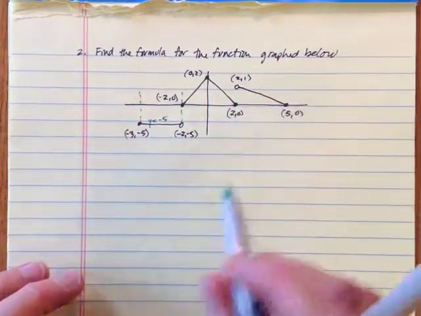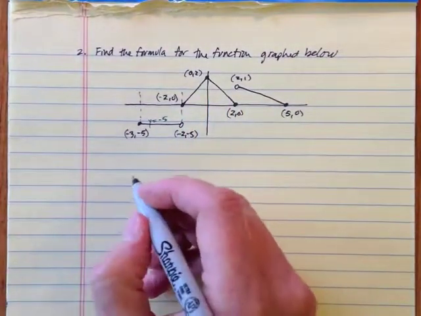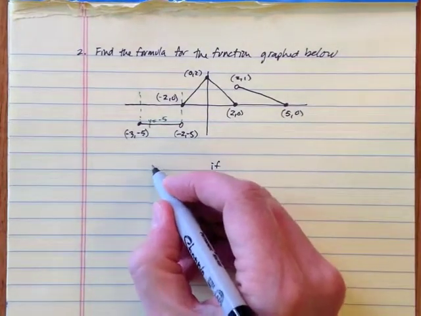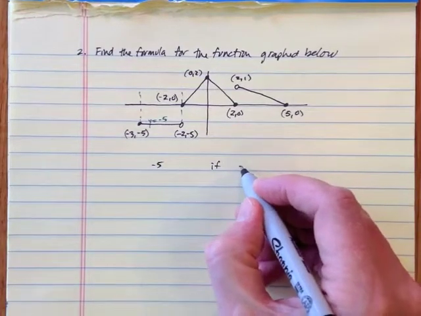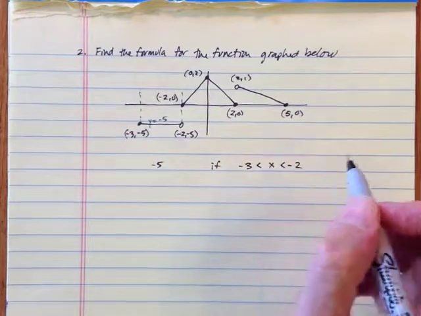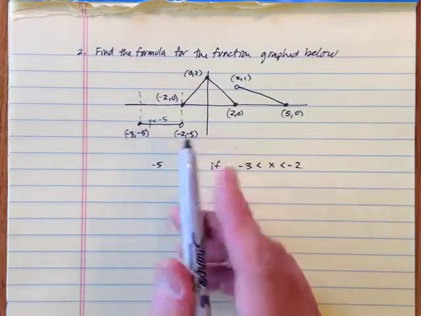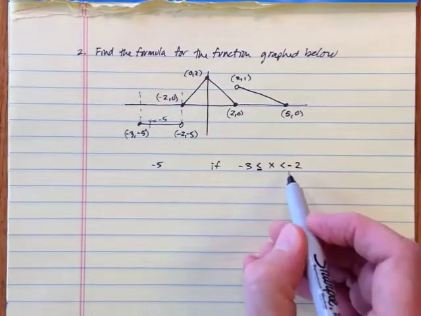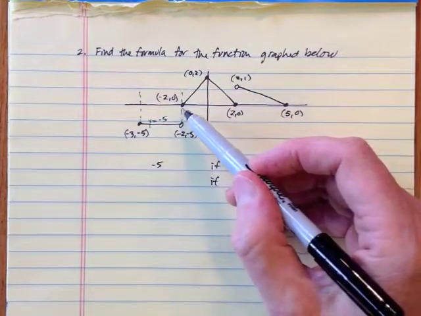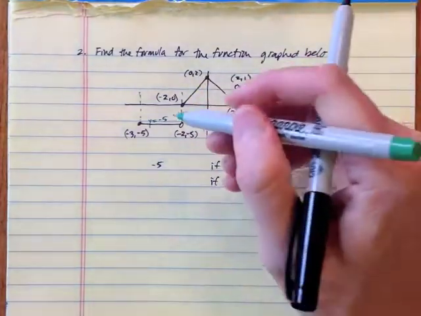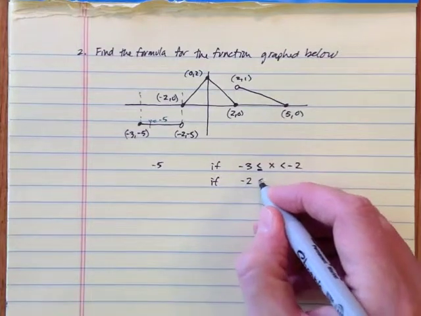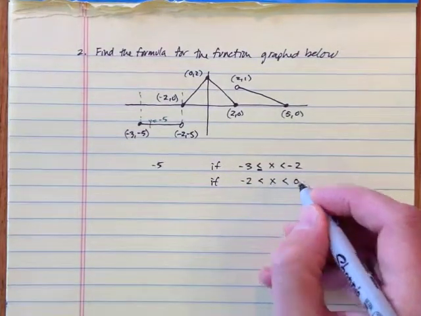So I've got to find the equations of these lines. I think I've got this one already. Y is just going to be -5 if x is between -3 and -2. And looking at the open circle here and the closed circle there, I want an equals there but not there. Then there's going to be some other equation for y when x is between, this is x equals -2 and x equals 0. So from -2 to 0.